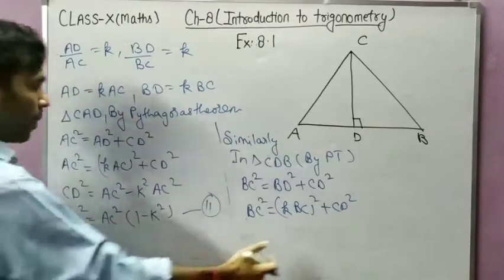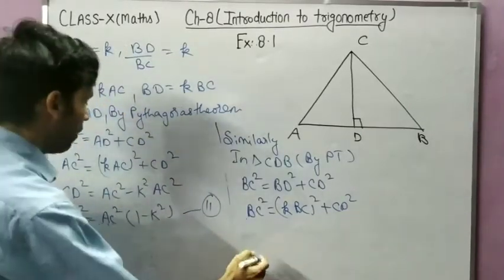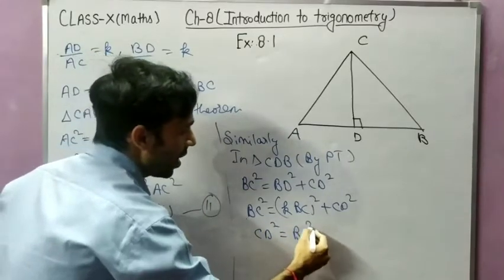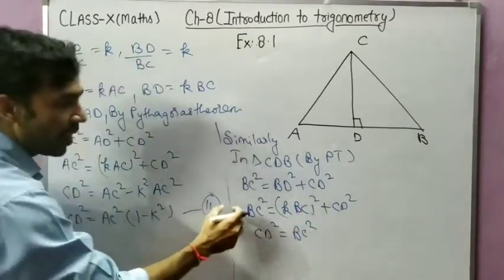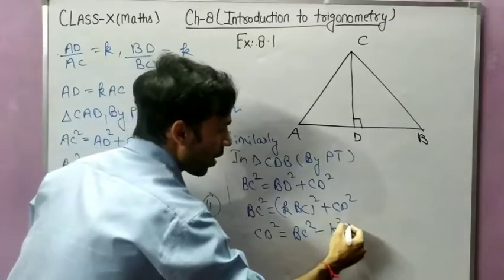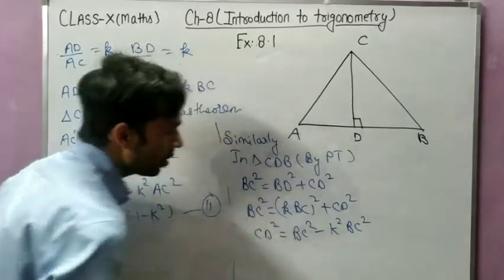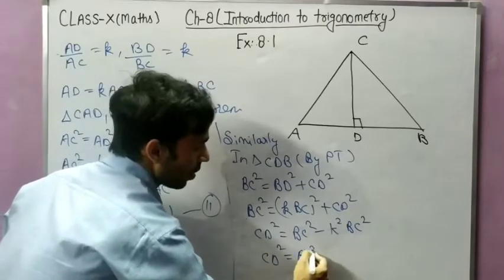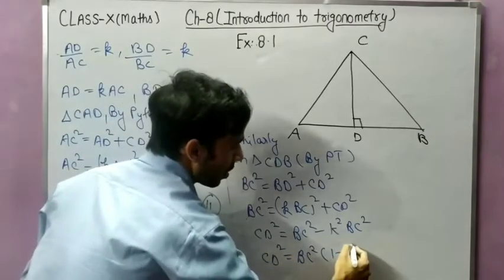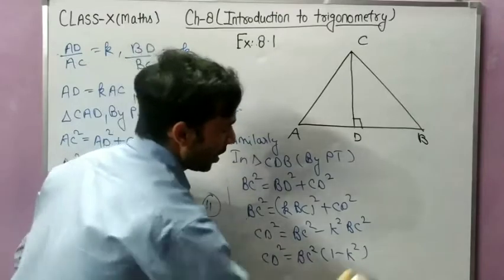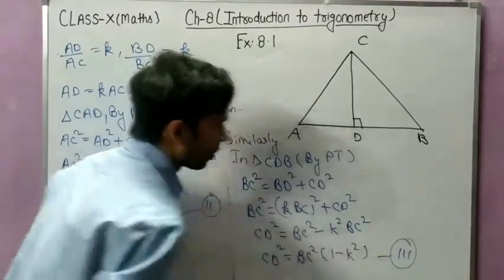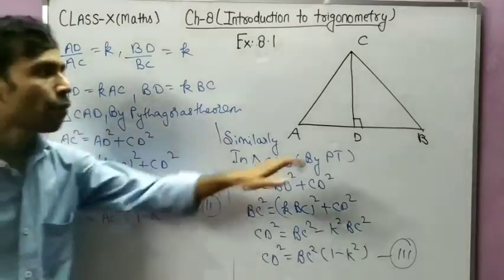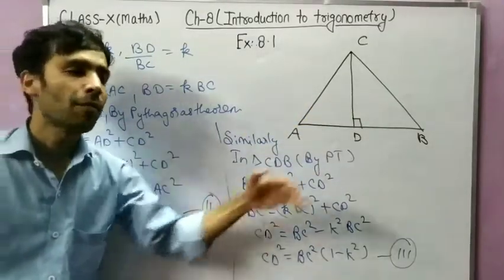Now from here, student, we can say the value of CD square will be equal to BC square, and this will go to this side. So it will become K square BC square. Okay? So from here we can get CD square is equal to BC square into 1 minus K square. Okay, suppose this is equation number 3. Whatever steps we have applied for first triangle, same steps we have applied for the second triangle.